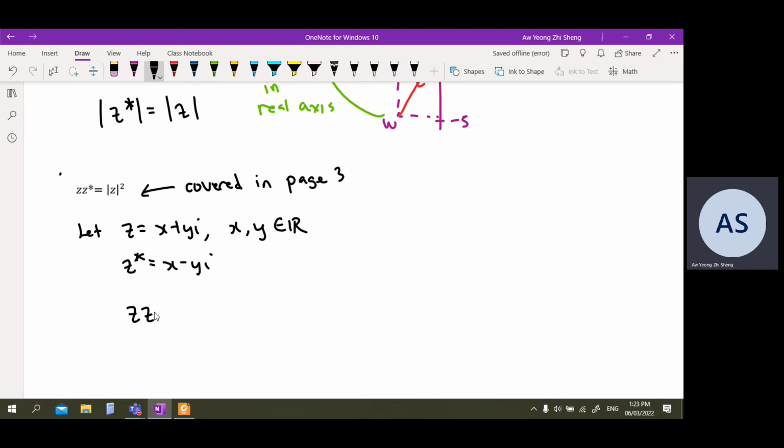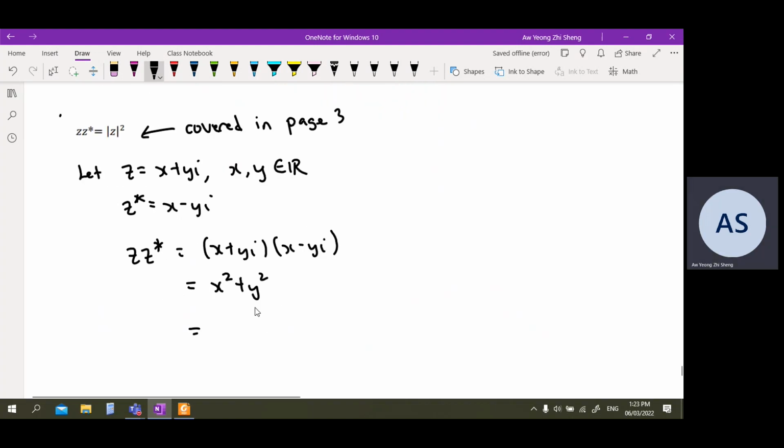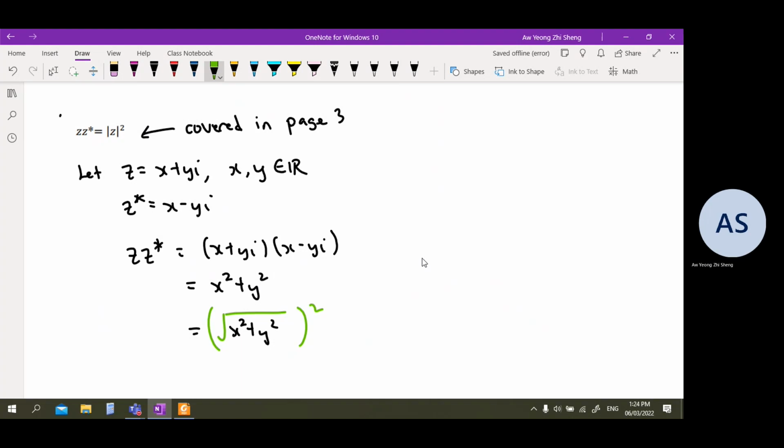Okay, we know that z times z star will give us x plus yi times x minus yi. On page 3, we have already learned that when we have a pair of conjugates multiplied together, it will give us just x squared plus y squared. Now, for x squared plus y squared, I can put a square root to it and then a square on the outside. So it remains the same thing, because the square and the square root can cancel each other.